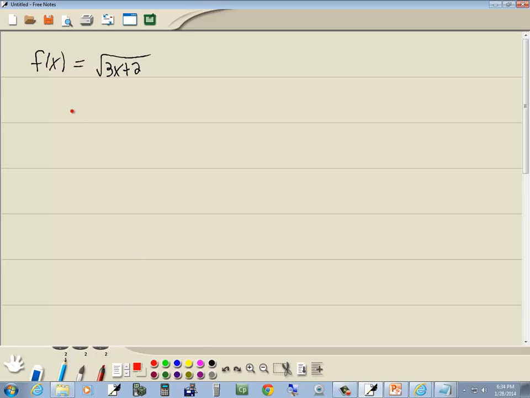So our first step, we want to find f of x. Well, f of x is given. So f of x is equal to the square root of 3x plus 2.